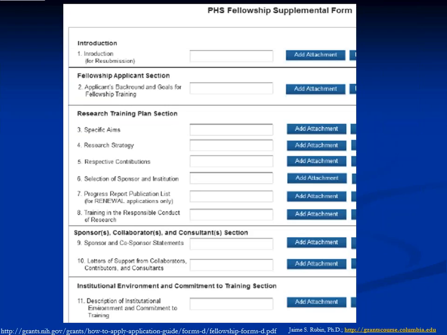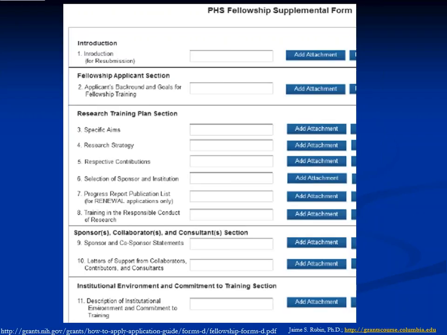So this is sort of what the main body of the grant looks like. And as you can see, there are different items, specific aims, research strategy, and so forth. And basically what you do is you write your document in Word, convert to PDF, and then you add that attachment. The final document that's added to this form, if you will, must be in PDF. Otherwise, the grant will not be electronically submitted.